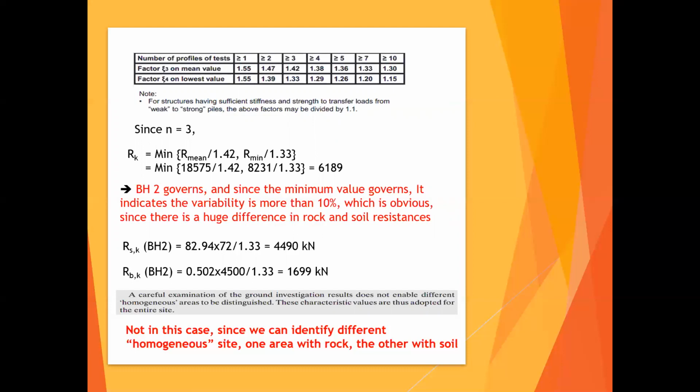But what this standard is trying to say is that if you have a really large number of boreholes and you can actually identify different homogeneous locations, you are able to do different zoning, and so you have different models. For our case, we can identify different homogeneous sites: one area with rock and one with soil. So we simply divide the site into 2 parts, with rock and with soil. We disregard whether this rock is very high or very low.